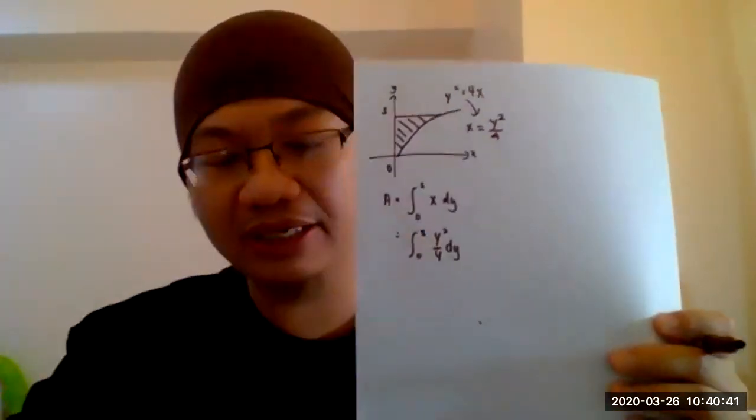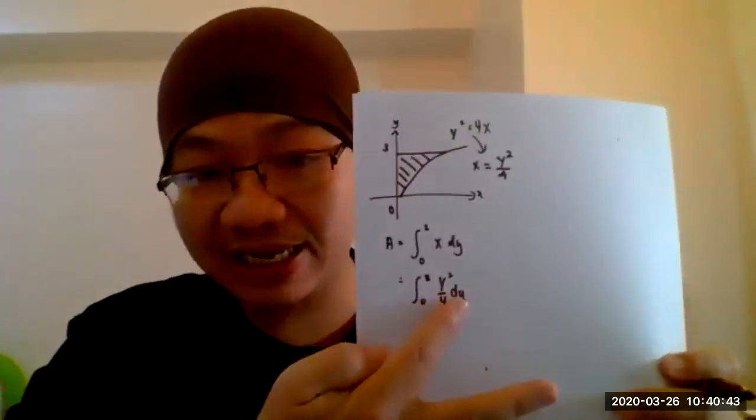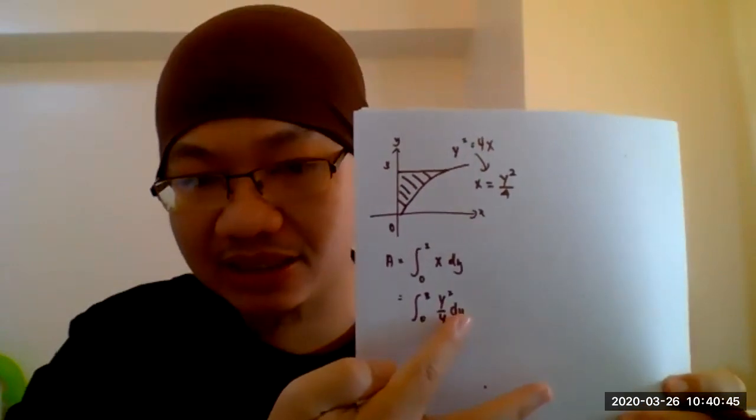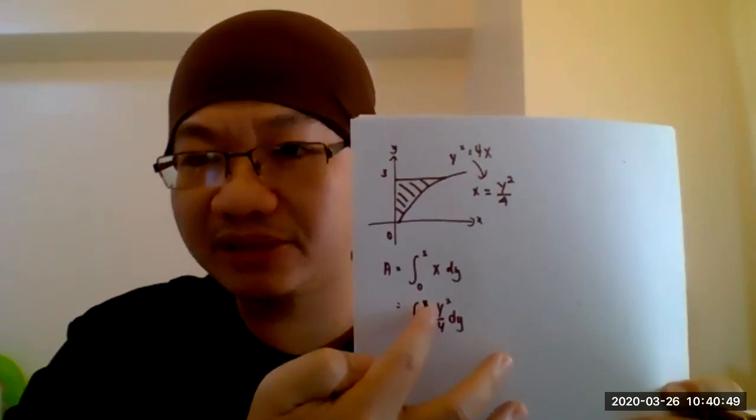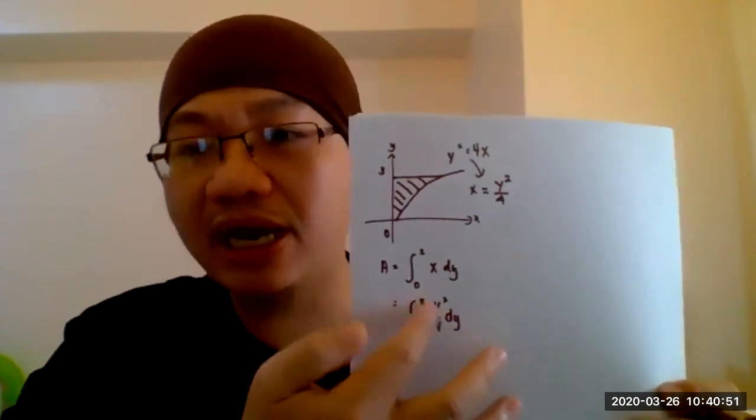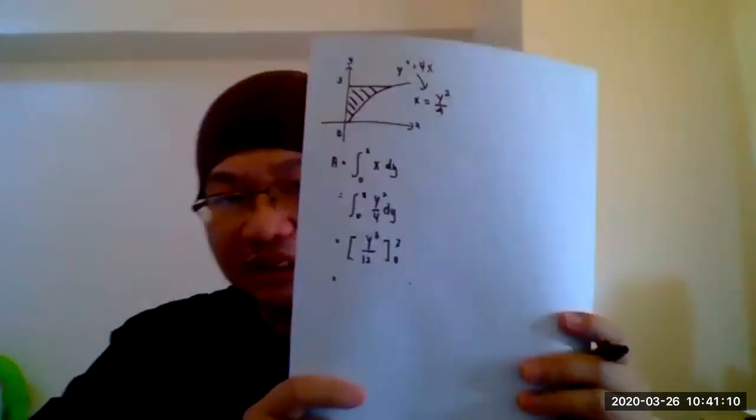Now, we do the normal integration. Normally, we integrate against x. That's why belakang ni dx. Now we integrate this equation against y. That means y becomes our unknown here. So just do a normal integration. y squared will become y cubed over 3 times 4, which is 12. 0 to 3. So this is the answer.